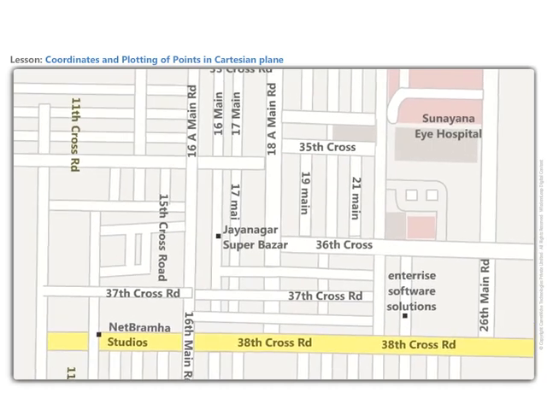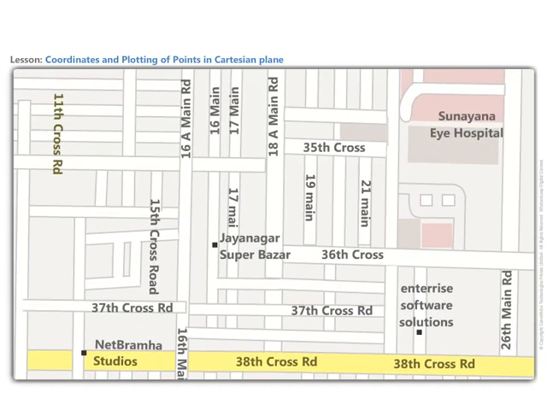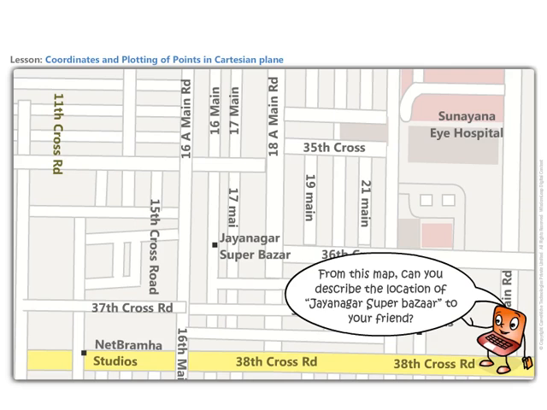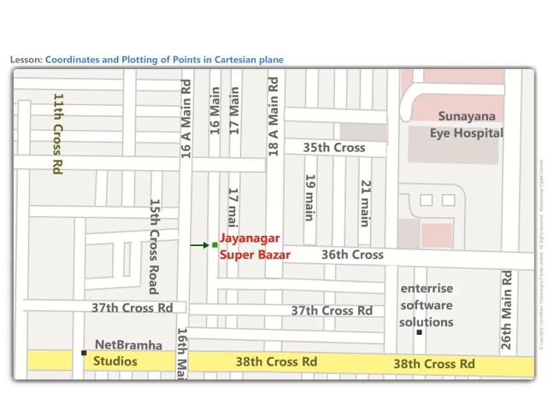Now, let us look at another situation where you have to locate the position of a place on the map of Bangalore city. From this map, can you describe the location of Jayanagar Super Bazaar to your friend? Yes, you would tell your friend it is on 16th Main Road and at the juncture where it meets the 36th Crossroad. So, again, we use two sets of information to locate the place.